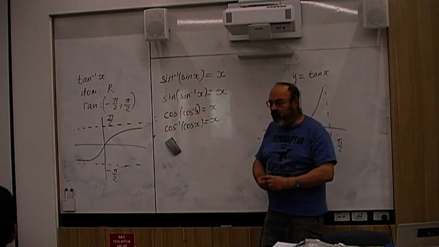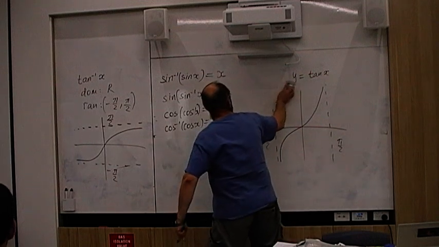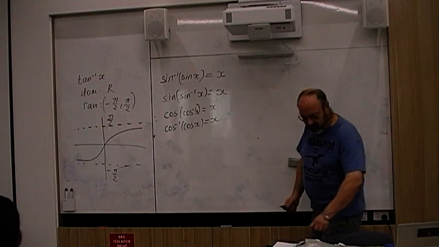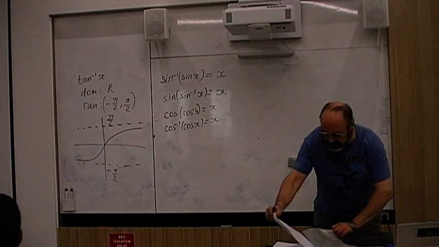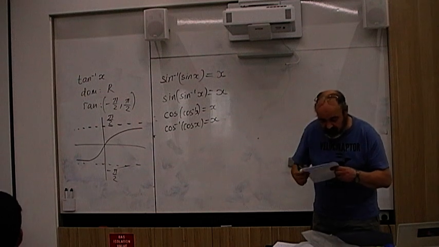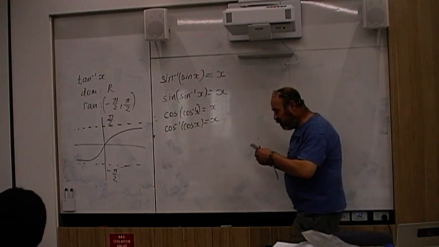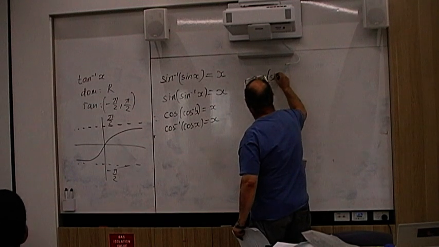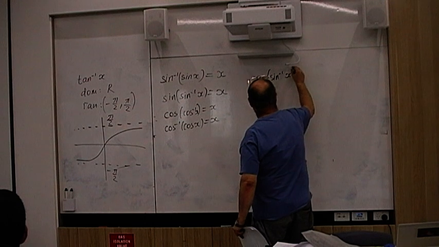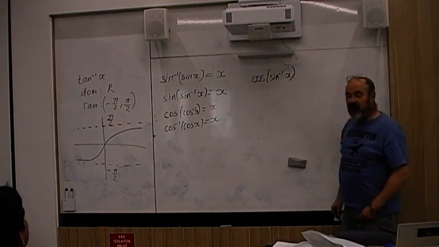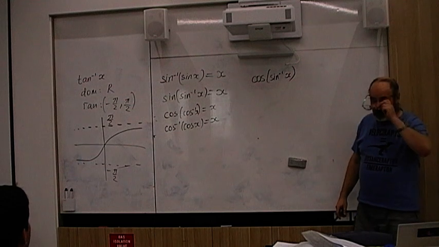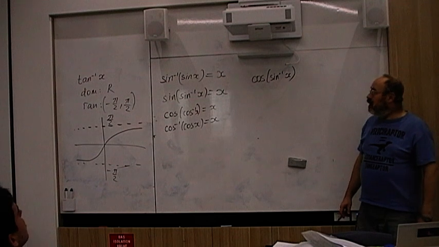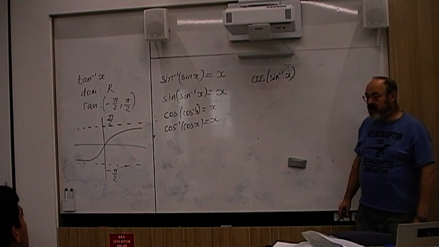But how can we find, for example, cos of sine negative 1 x? How can we do that? Can we switch cos like we did before? Let's sketch the easiest way: sketch a small right triangle.